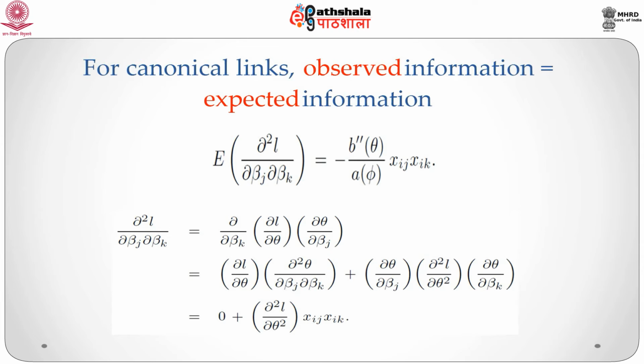The first term is of course 0, by definition, as del L del theta is equal to 0, and del theta del beta j and del theta del beta k simplify into xij and xik, so that del square L del beta j del beta k is equal to del square L del theta square into xij xik, which can be seen to be equal to the expected value.